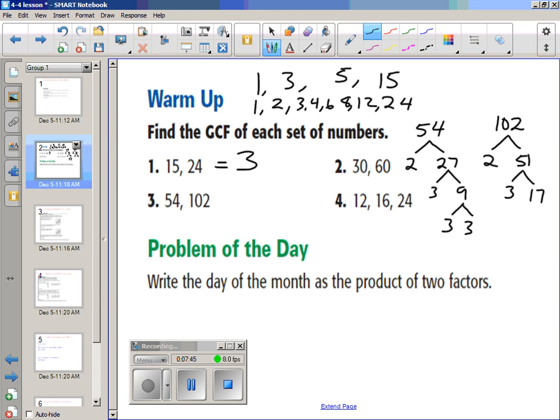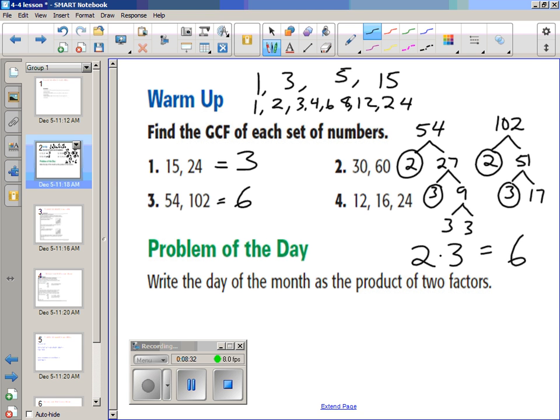Now, to find the greatest common factor by using prime factorization, we find all the common prime numbers that they have. Okay? So what do they have in common? 2 here, 2 here, 3 here, and a 3 here. So the greatest common factor would be the 2 that they share in common times the 3 that they share in common, and that gives us a grand total of 6. We have to multiply those common prime numbers that they share.